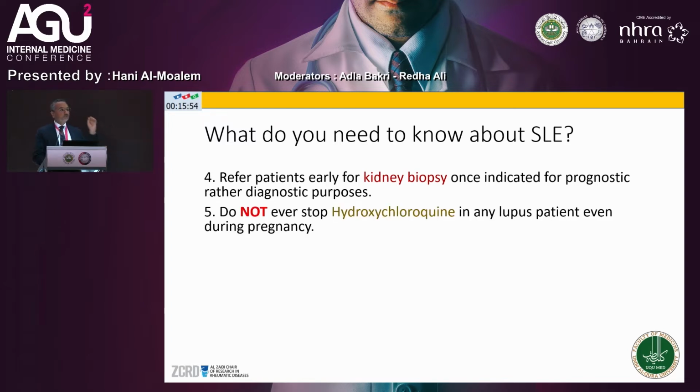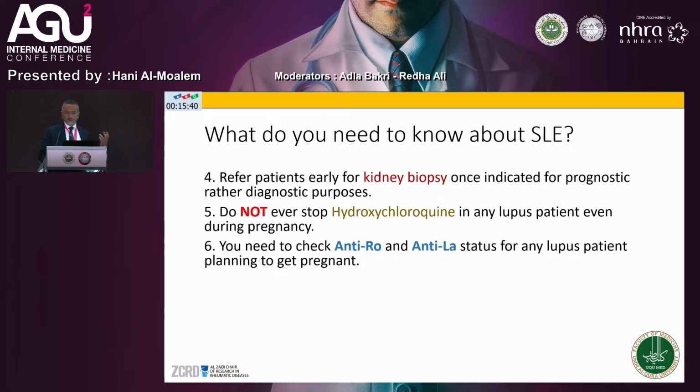And number five, do not ever stop hydroxychloroquine in any lupus patients, even during pregnancy. This is a very common mistake. We are seeing it with colleagues, obstetricians, who stop because it's not safe during pregnancy. And you need to check anti-Ro and anti-La for any lupus patient who is planning to get pregnant. And I'll let you know in a minute why that is.